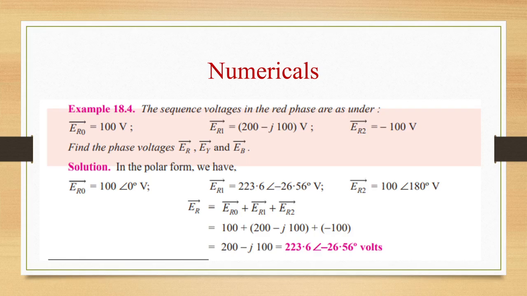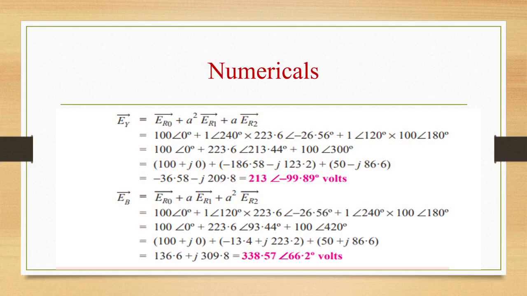Adding them, but add them in rectangular form only. So ER is equal to the vector addition of ER0, ER1 and ER2. So it is in rectangular form 200 minus J100, converted into polar form 223.6 angle minus 26.56 volts. Similarly calculate EY and EB. EY is ER0 plus A square ER1 plus A ER2. A square is 1 angle 240, A is 1 angle 120.